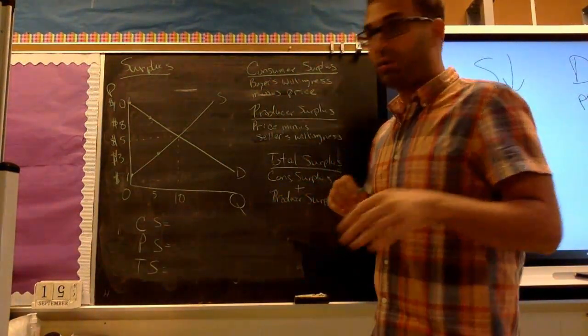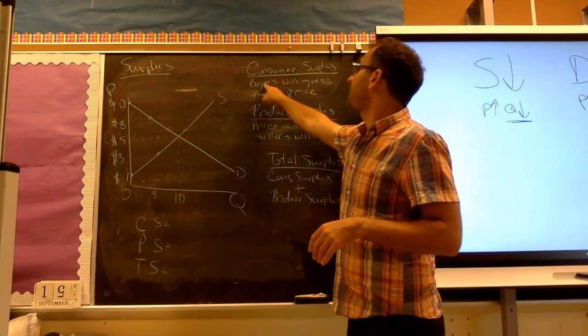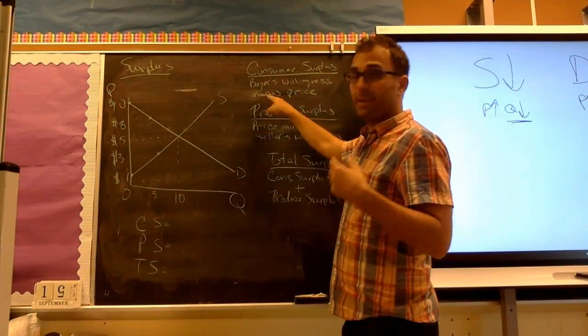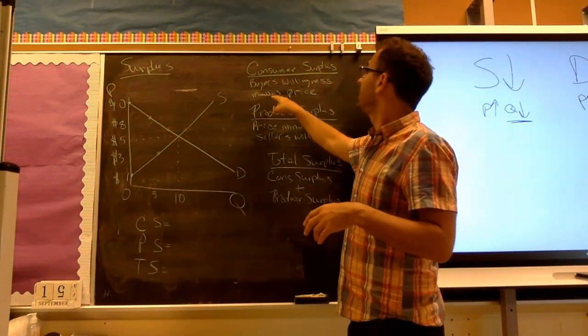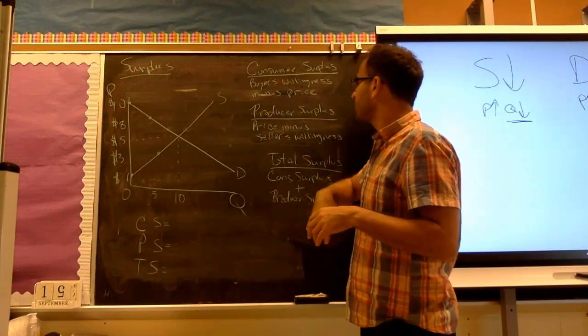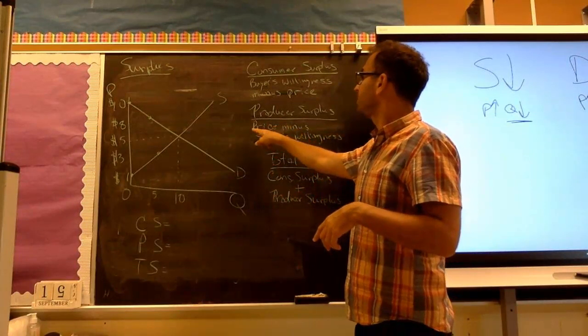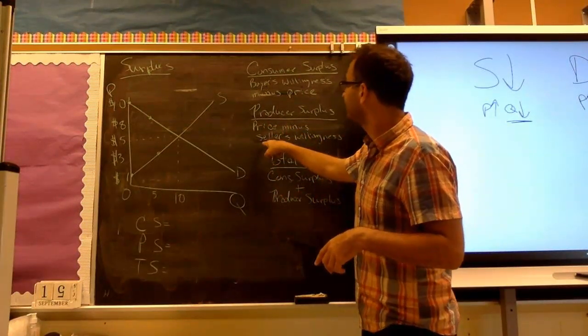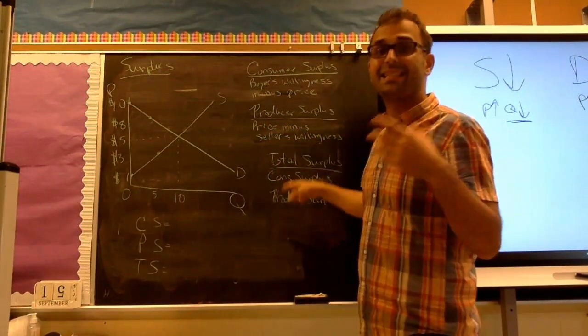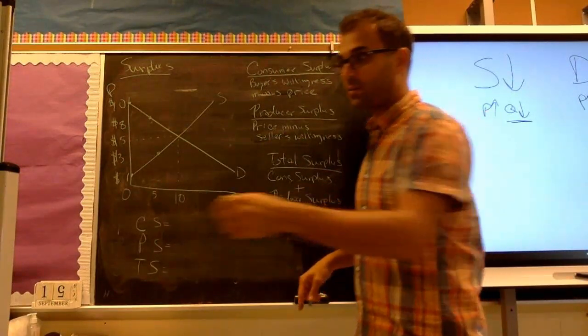So in general, consumer surplus is the buyer's willingness to pay for something, to buy something, minus the price. Producer surplus is not the producer's willingness to buy something, but the price minus the seller's willingness to sell something. Okay, so what does that mean?